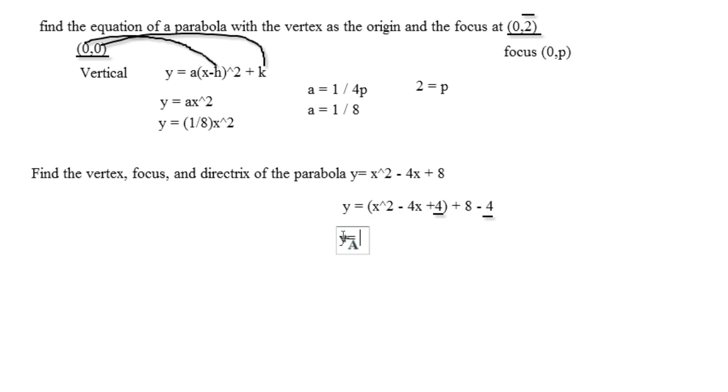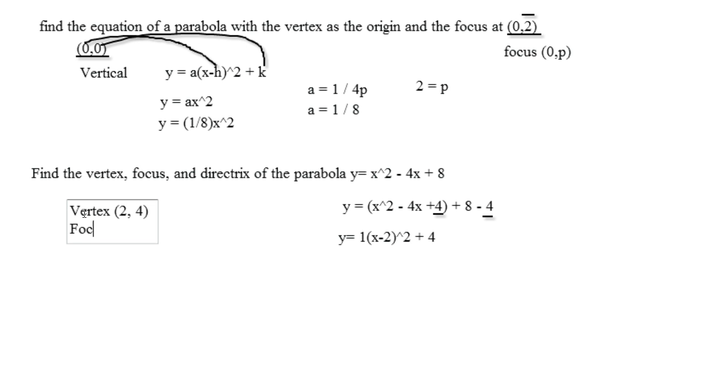So y equals, now I'm going to factor that first part, and that's going to be (x minus 2) squared plus 4. And voila, I have it in vertex form. So vertex form is really easy. But I'm also going to pay attention to the number in front, which is 1, and that's going to be important in finding all the other stuff. So the vertex of this is going to be (2, 4).